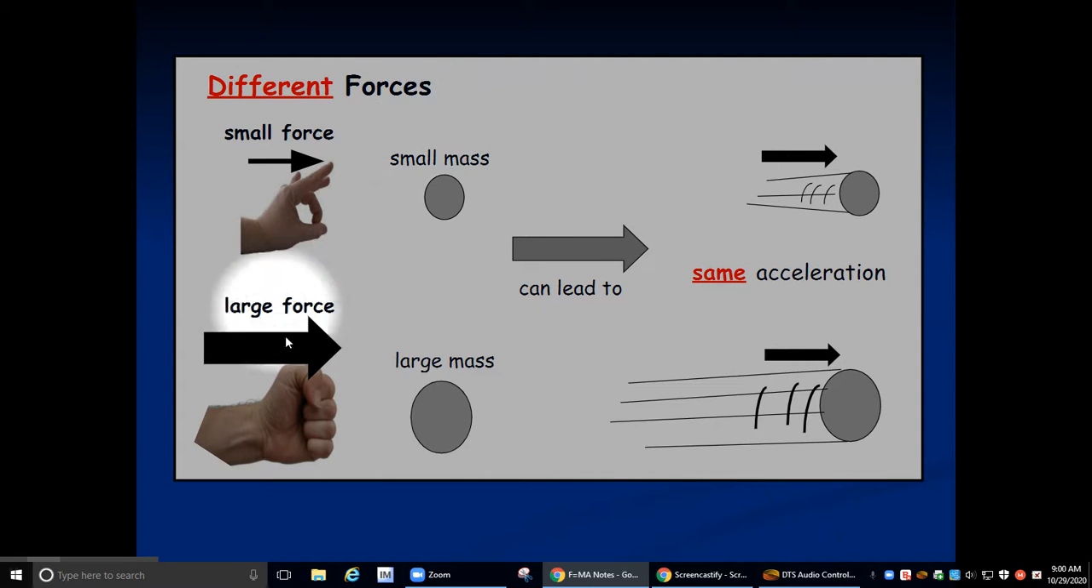Now we're using different forces. If we use a small force on a small mass, we can get an acceleration. But if we get a larger mass, we have to apply a larger force to get this acceleration to be the same. If we want a baseball to accelerate at 10 meters per second squared, we have to apply a certain force. But if we want a bowling ball to accelerate at the same acceleration, 10 meters per second squared, we know we're going to have to push it with a larger force.